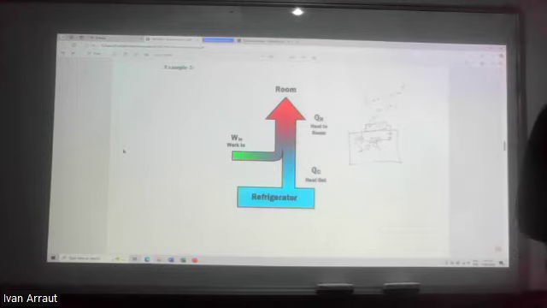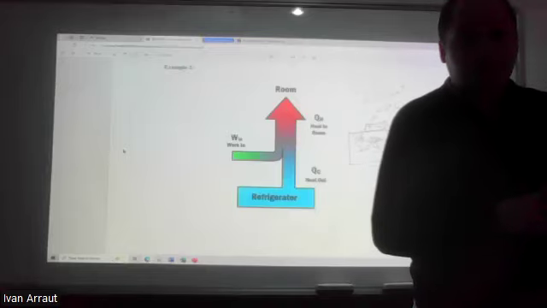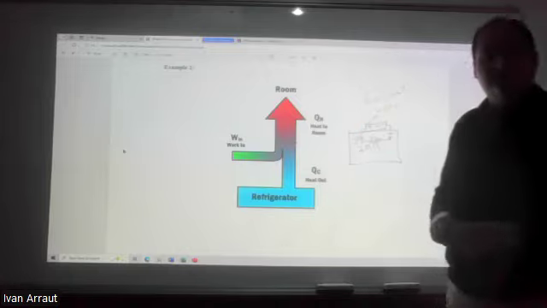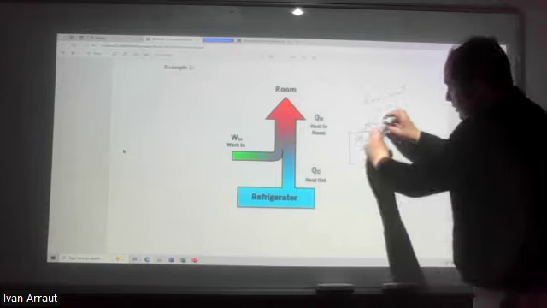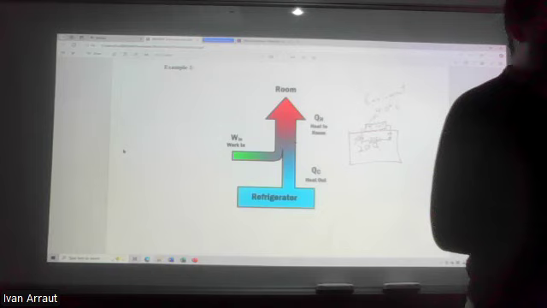but this is what happens in the refrigerators. And this is what happens in the air conditioners. If you change to the heater option, you are exchanging the chambers. Now it's the opposite. But it's exactly the same system.